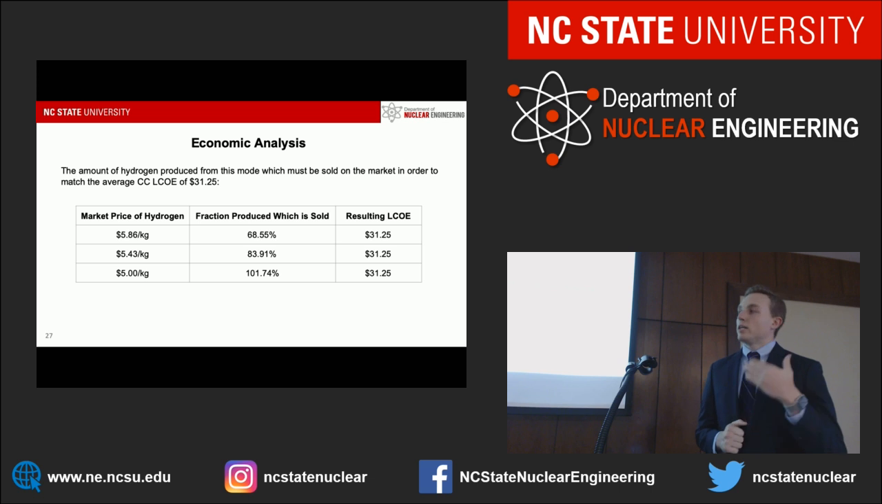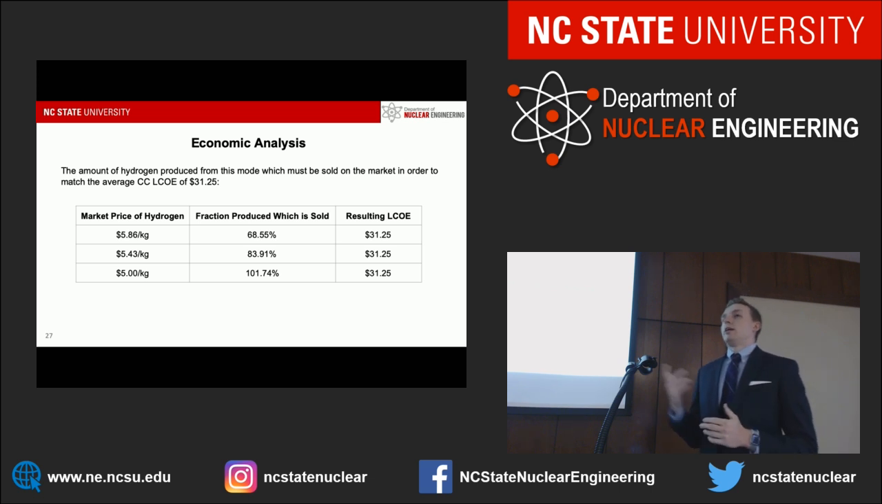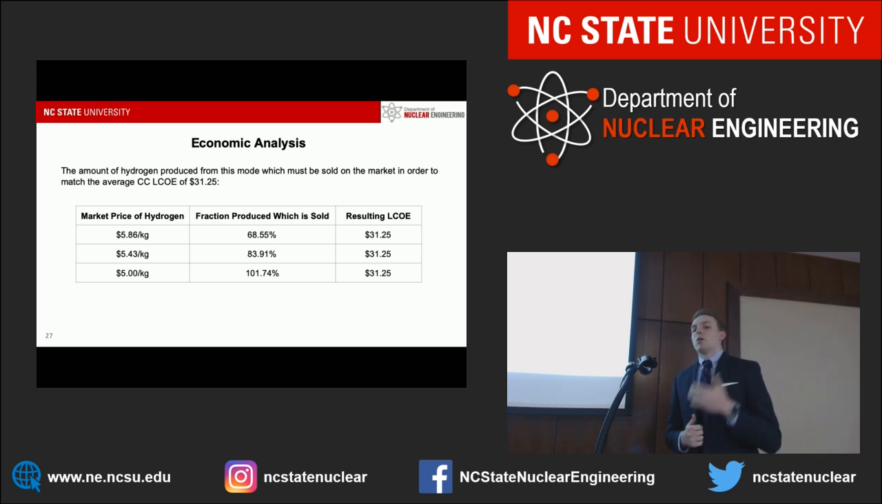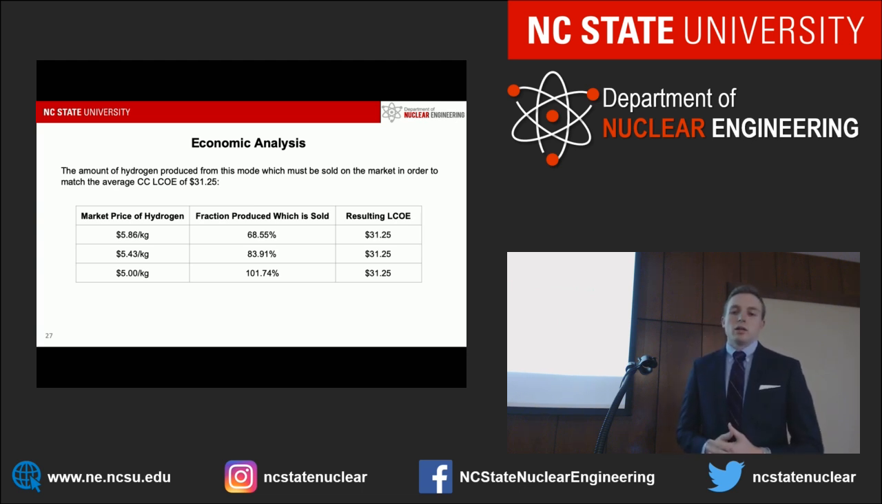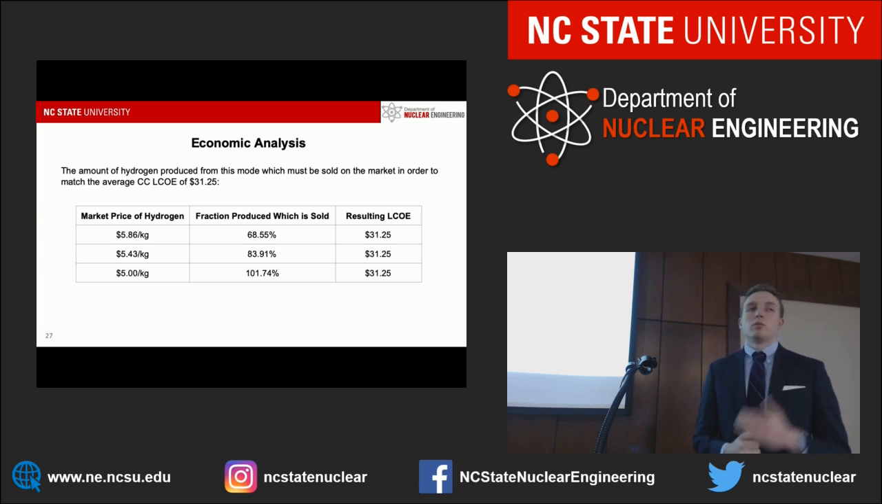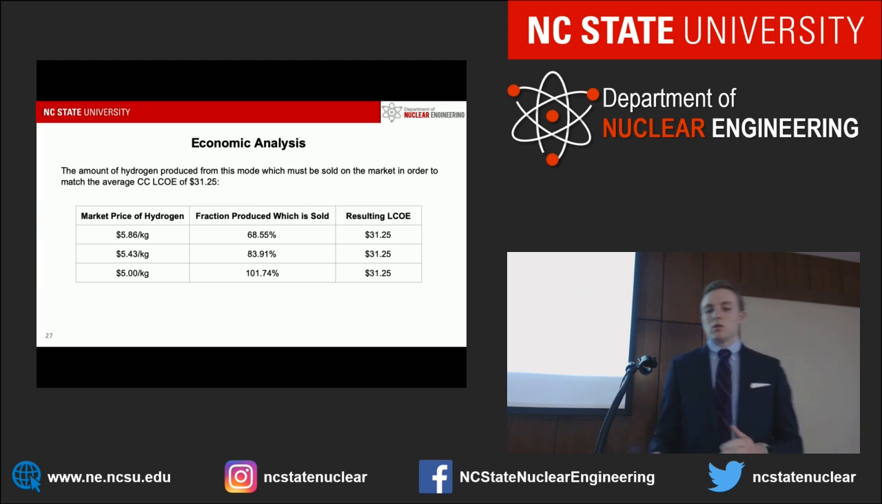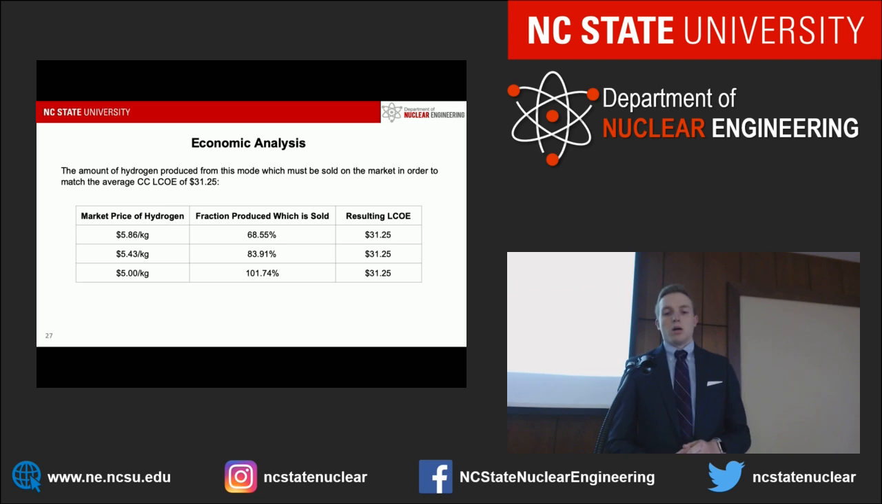So there has to be a situation for this to be economically viable where we can sell a lot of hydrogen and sell it at a desirable price. So we can't confidently say that it's a very economically competitive option right now. But again, as costs and technology decrease for the electrolyzers, we believe it can be more competitive in the future.